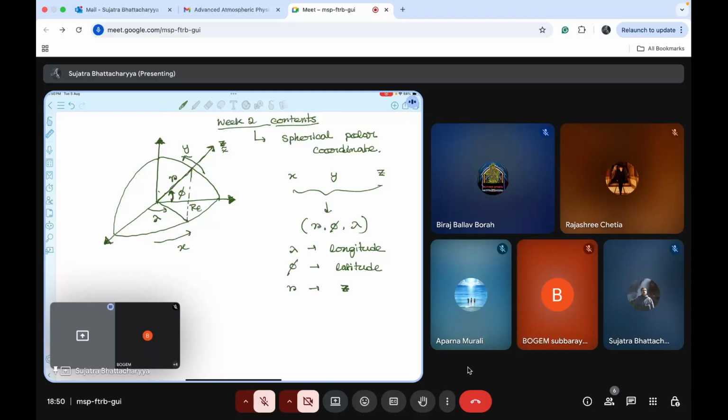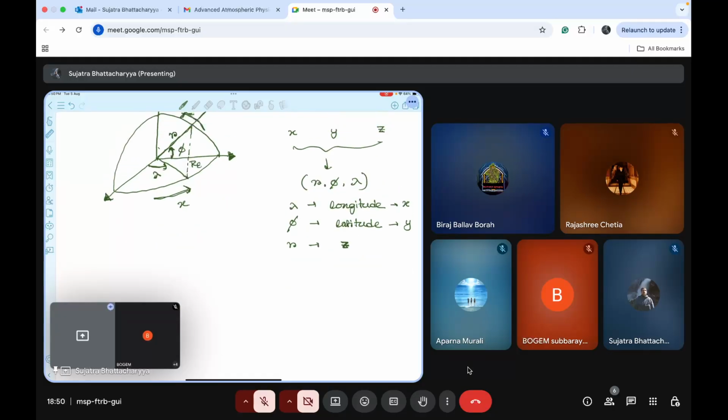So this is in the same direction as z. Lambda is somewhere related to x, and phi is somewhere related to y. See, this phi is somewhere related to y, and this lambda is somewhere related to x. Okay, so this is the idea that we will convert from the x, y, z coordinate to the r, phi, lambda coordinate. Okay. So the best way to do it is this.